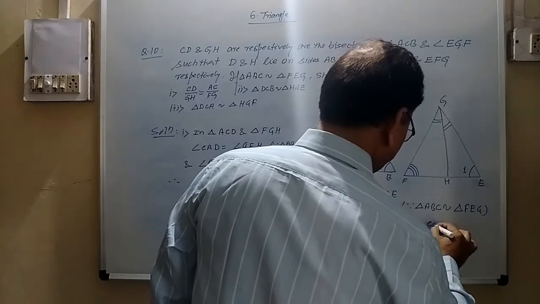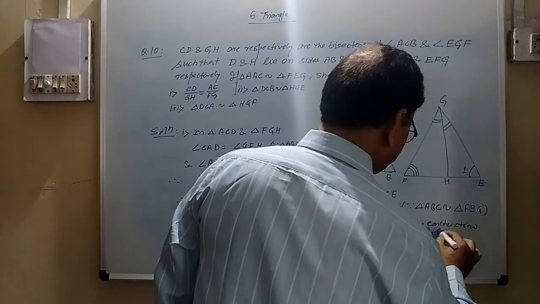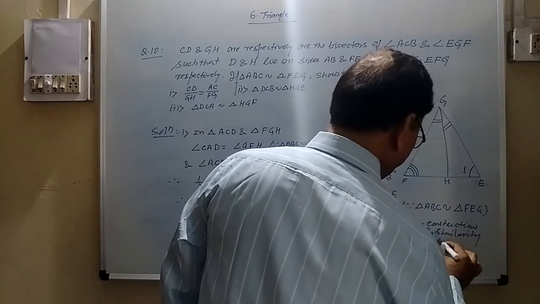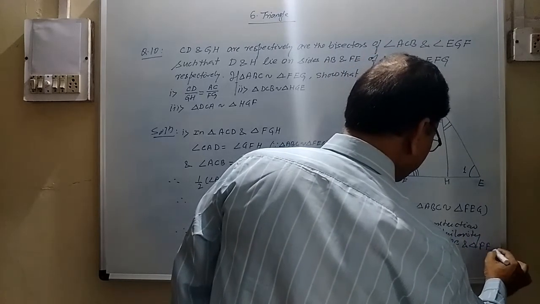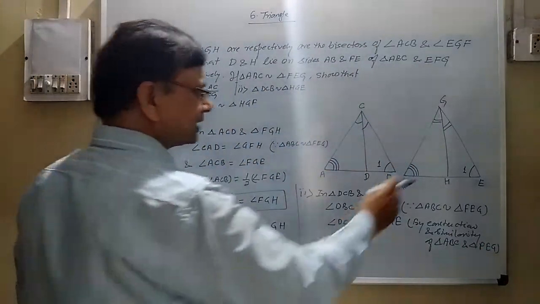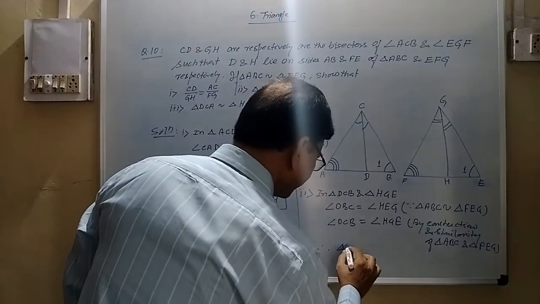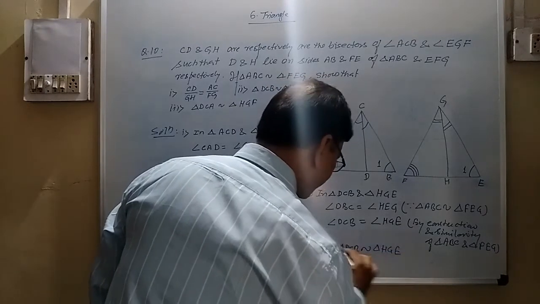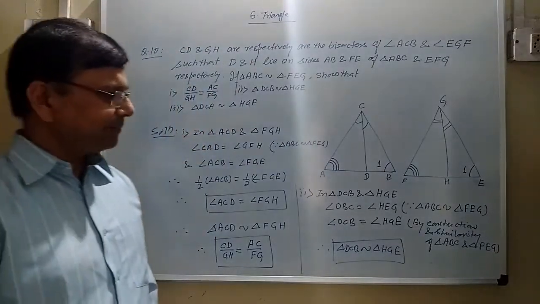By construction and similarity of triangle ABC and triangle FEG, because of these two things, these angles will be equal. So corresponding angles are equal. Therefore, triangle DCB is similar to triangle HGE. This is the proof of the second part.